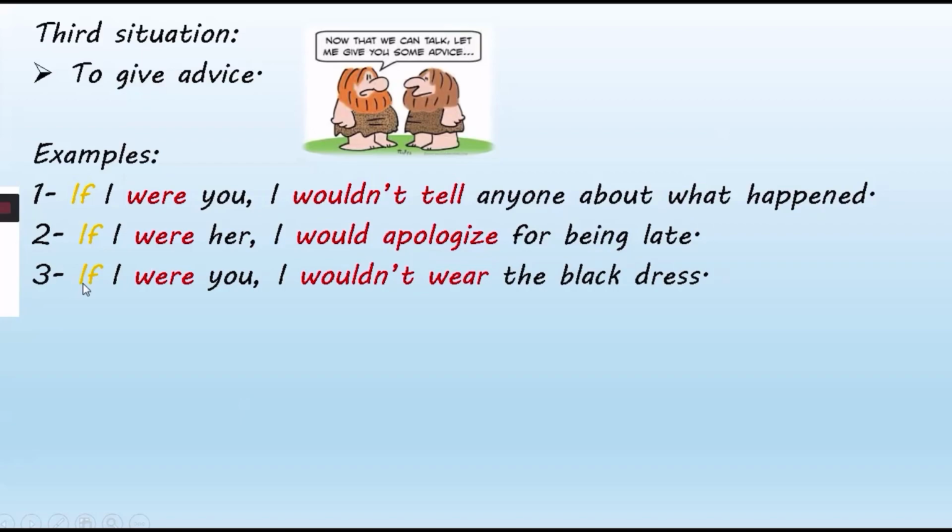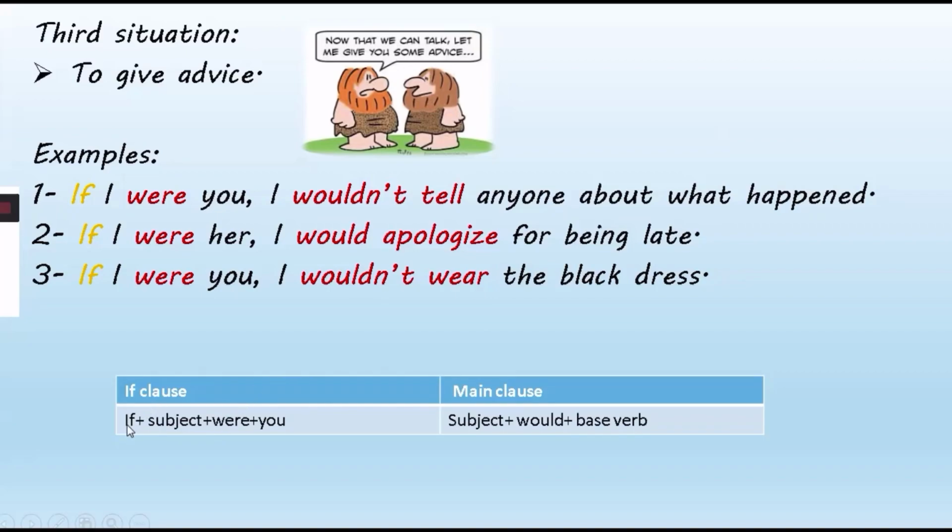Last example, if I were you, I wouldn't wear that black dress. Okay, so again, if, subject, then were. You need to notice that we use were with the I here to give advice. Okay, and in the main clause we have I followed with would, then with the base form of the verb. So what's the structure? To make it easy for you, we have if followed by the subject, then were, then you, or you can put any other object in here. And then you have to use a subject, would, then base form of the verb. Okay?